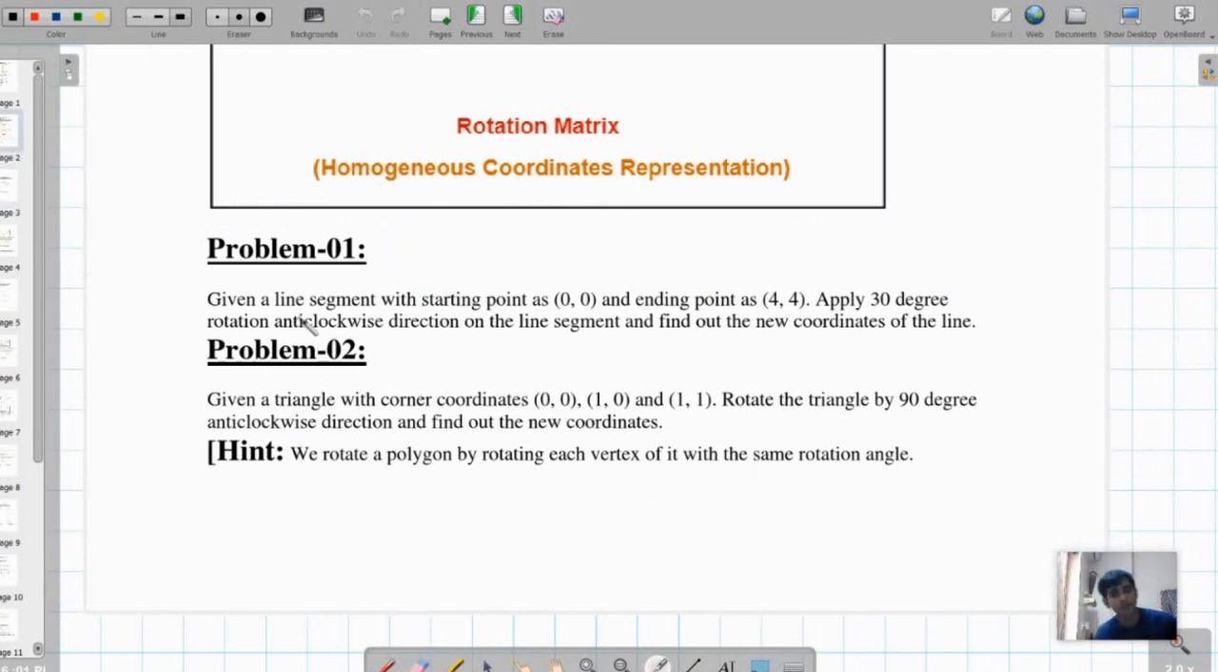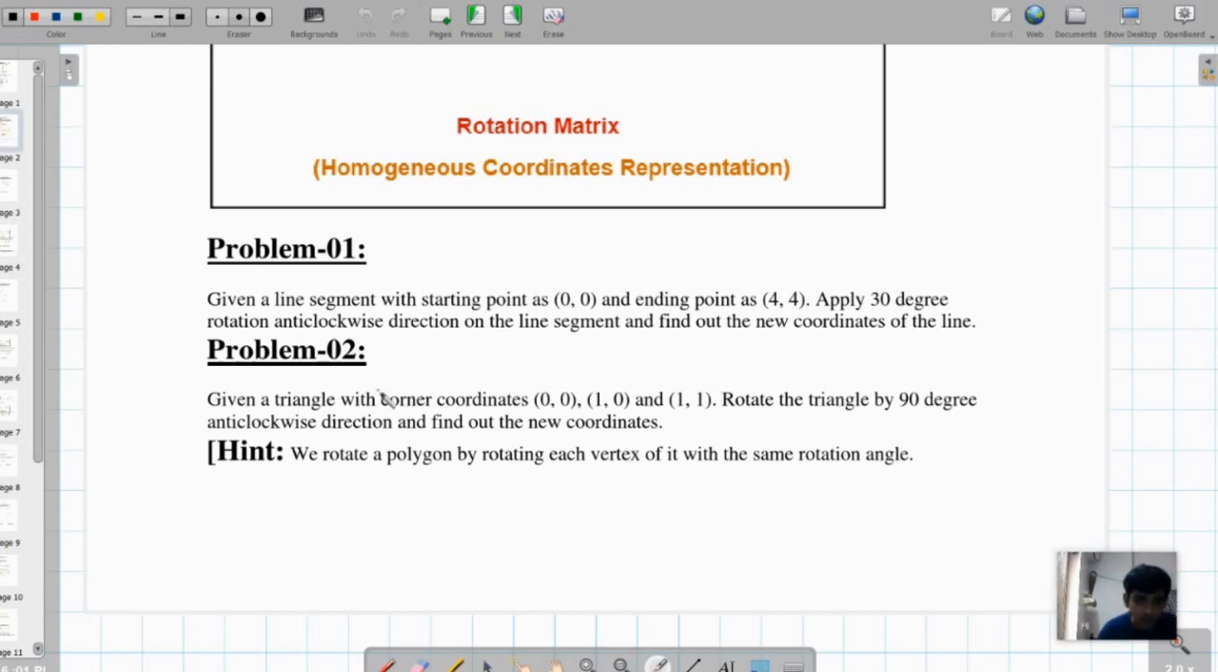Now let me look into the second problem, and the second problem goes like: you are given a triangle with coordinates 0, 0, 1, 0, and 1, 1. Rotate the triangle by 90 degrees in the anti-clockwise direction and find out the new coordinates.